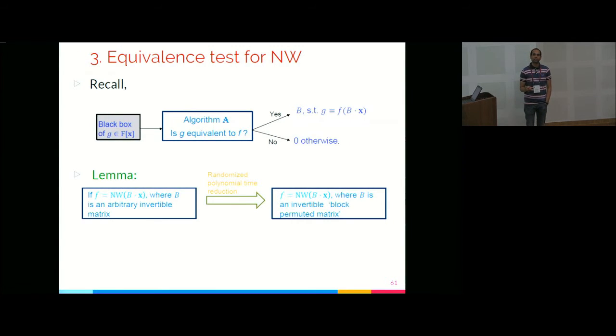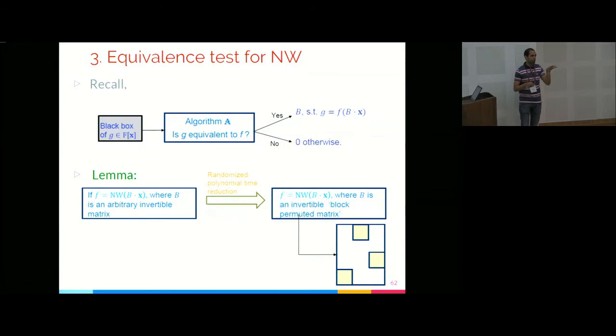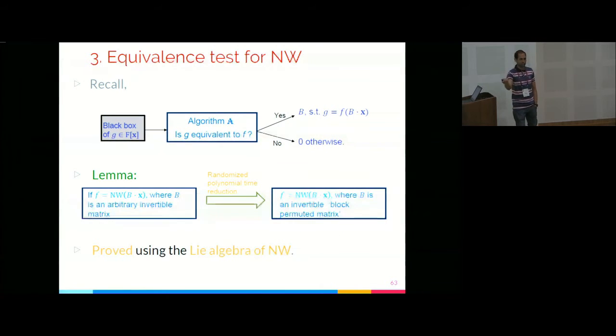We showed that your general equivalence test, by general I mean that this matrix B, which basically acts as the certificate of equivalence, is an arbitrary invertible matrix, can be reduced in randomized polynomial time to the test of the following kind, when this matrix B is an invertible block permuted matrix, which looks like this. So you have these smaller blocks which are permuted. These smaller blocks are invertible matrices, smaller invertible matrices in themselves. And this lemma is proved using the Lie algebra of design polynomials.